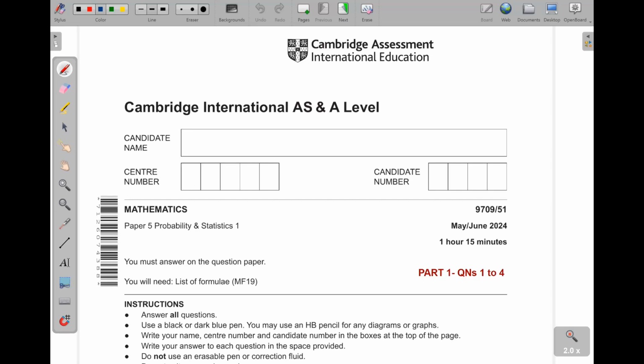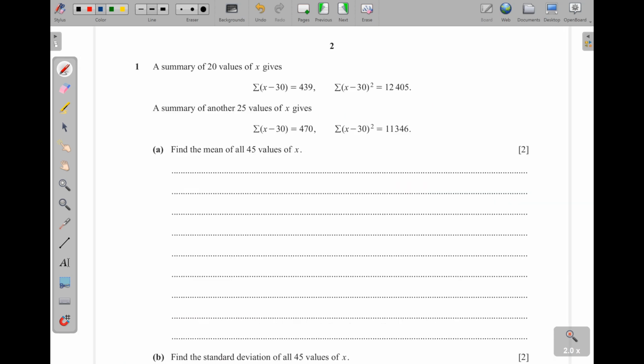This is Teacher Simon taking you through Cambridge International AS and A-Level Mathematics Paper 5-1, May/June 2024. And this is part 1 for questions 1 to 4. Question 1 is coming from statistics and particularly coded data.